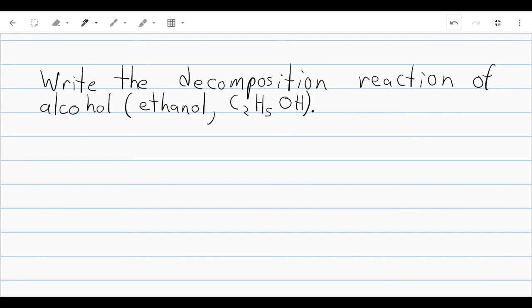Here we have another reaction that we want to balance, but this time it's decomposition instead of formation. In a decomposition reaction, you have a compound becoming elements. So here we're asked to write the decomposition reaction of alcohol. Another name for alcohol is ethanol, and its formula is C2H5OH. So we are going to start this time with C2H5OH. Its state will be aqueous.